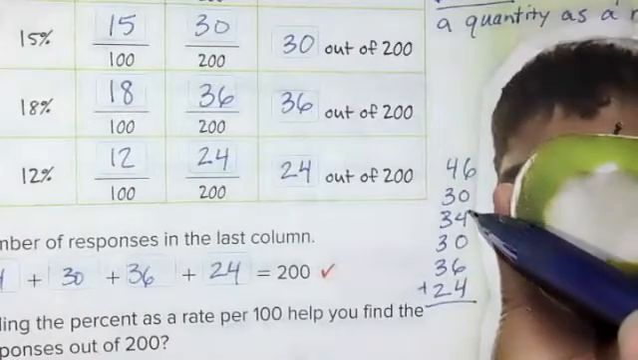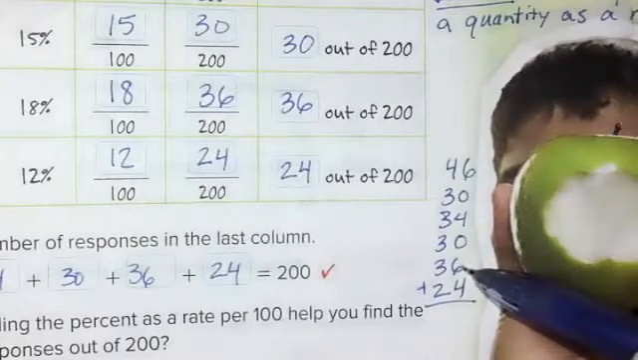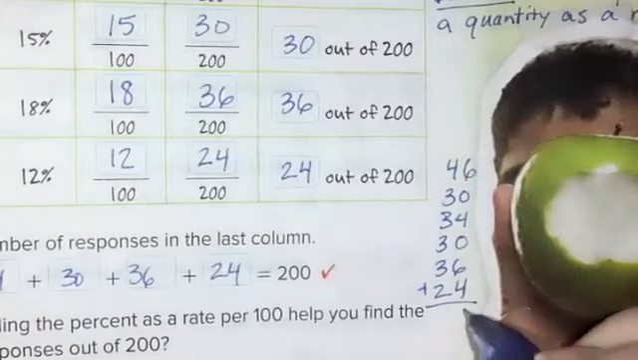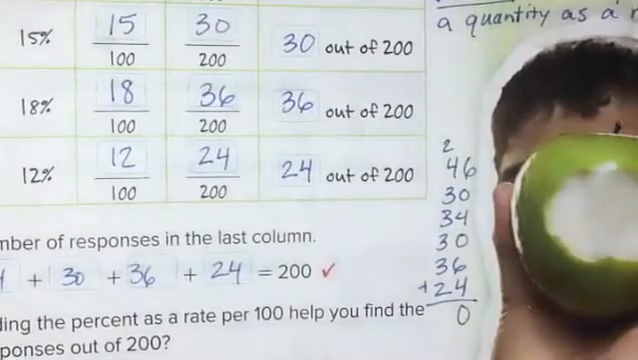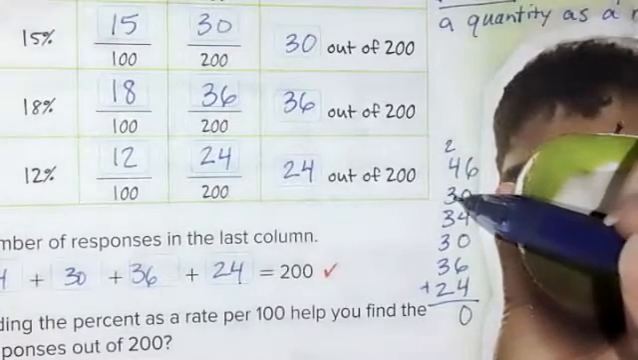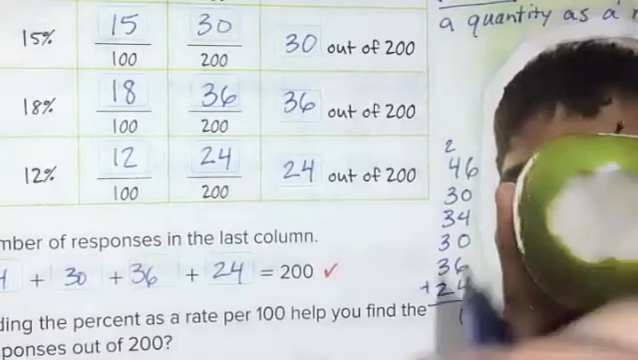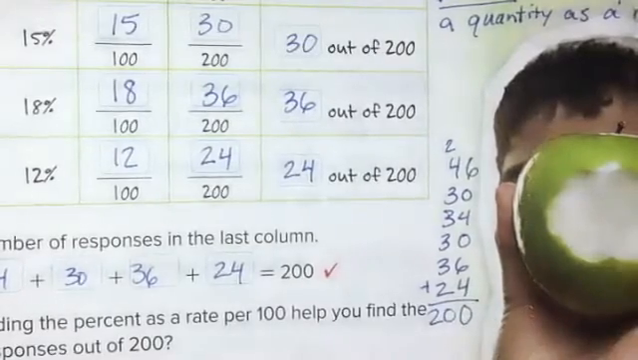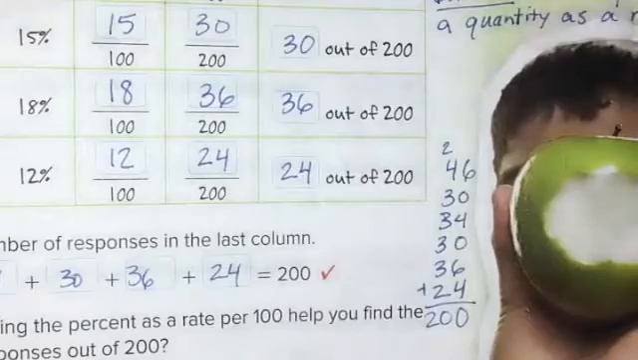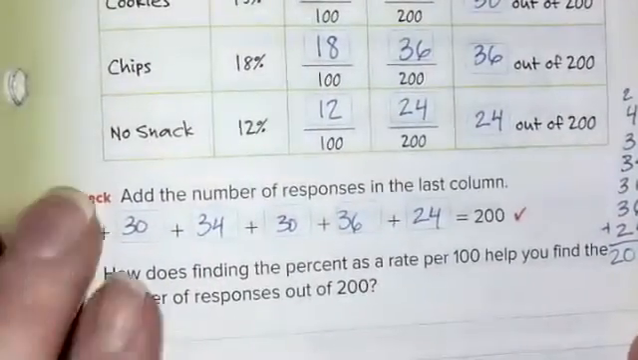6 plus 0 is 6, plus 4 is 10, plus 0 is still 10, plus 6 is 16, plus 4 is 20. Write the 0, carry the 2. 4 plus 2 is 6, plus 3 is 9, plus 3 is 12, plus 3 is 15, plus 3 is 18, plus 2 is 20. So 200.